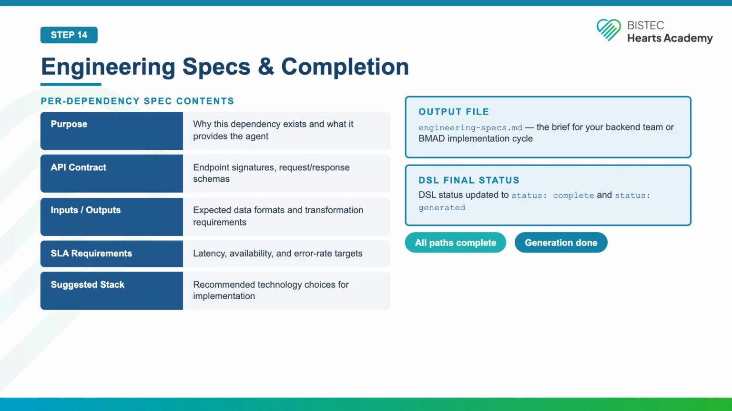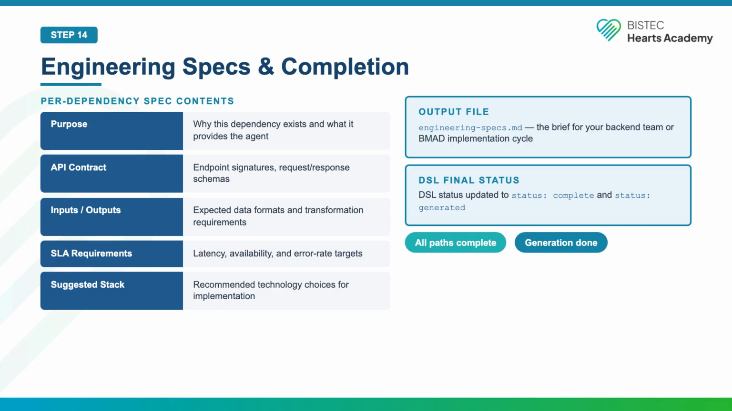Step 14 is the final step of the generation phase. It produces engineering-specs.md, a detailed specification for every engineering dependency the design phase identified: the backend services, MCP servers, APIs, and data sources the agent relies on. For each dependency, the spec includes its purpose, the API contract with endpoint signatures and request-response schemas, expected inputs and outputs, SLA requirements covering latency and availability targets, and a recommended technology stack for implementation. This file is the formal handoff to your backend team, or the next BMAD implementation cycle.